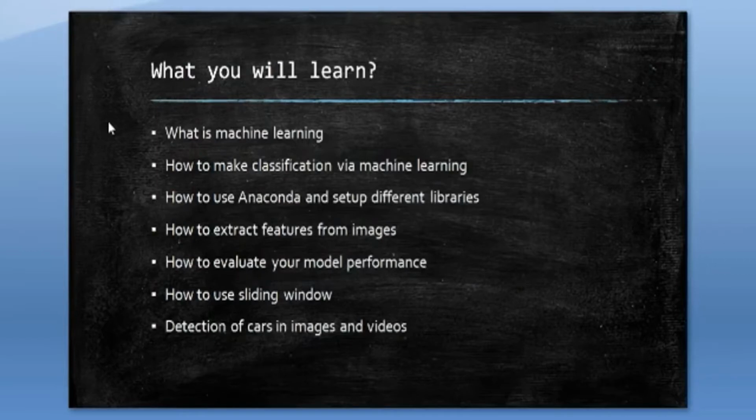So the most important question: what will you learn? Firstly, what is machine learning? Machine learning is a new field or science that has a lot of applications, so we will discuss this briefly in the next slides. Secondly, how to do classification via machine learning. Classification is one of the applications of machine learning, so we will learn the steps or the procedure that we will follow to do classification in our project.